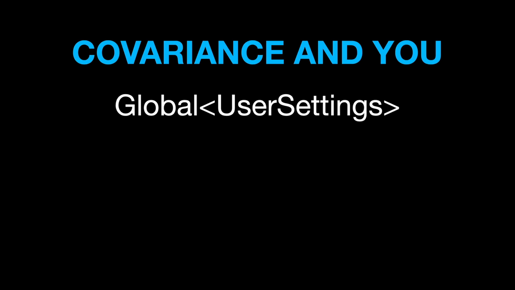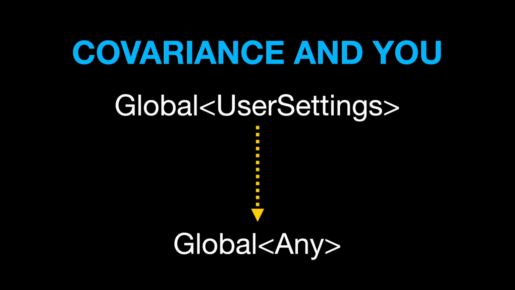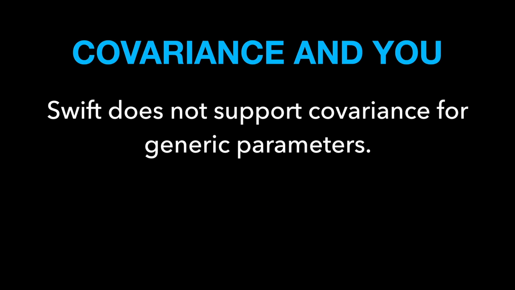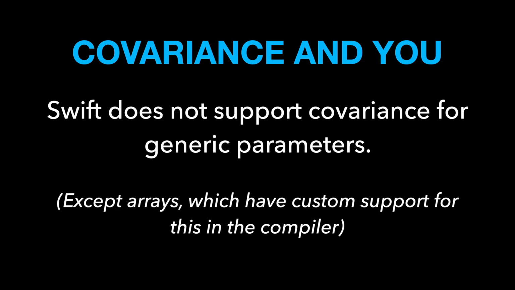But here we're saying our Global<UserSettings> is that Global<Any>. And that does not work in Swift because Swift does not support covariance for generic parameters. You can't do it. With exceptions. For example, arrays. These have custom support in the compiler to handle covariance for their types, because otherwise it'd be very, very annoying working with arrays. And so Global<Any> won't work. We can't do that.